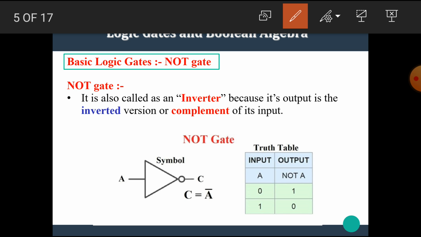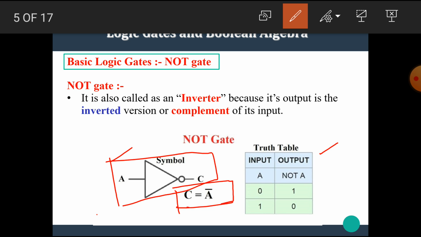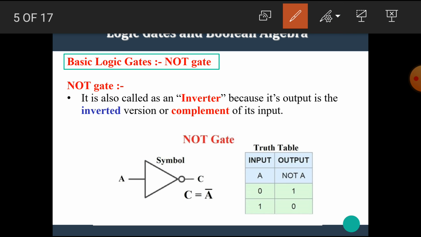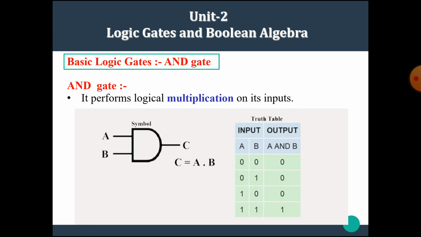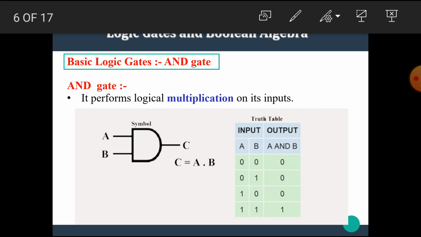In any logic gate, some things are very important. That means its symbol, its truth table, and its logic equation or Boolean equation. The symbol of NOT gate is shown here. The truth table is here, and this is the mathematical equation or the Boolean equation of the NOT gate. Okay, the next gate is AND gate.